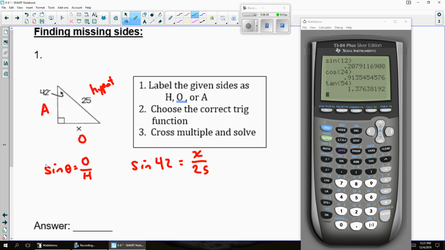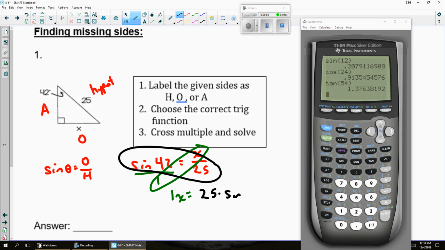We would end up, to solve this, cross multiplying. So this is 1x equals 25 times the sine of 42. So I'm going to use my calculator right there to go 25 times the sine of 42. Now I want to be careful. It's not the sine of 42 times 25. It's just the sine of 42 times 25. And that works out to be 16.728.